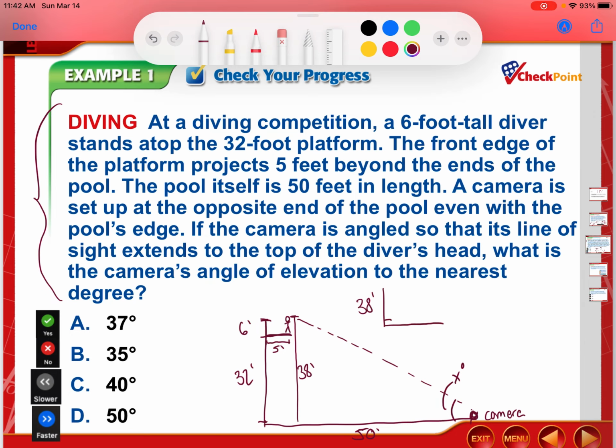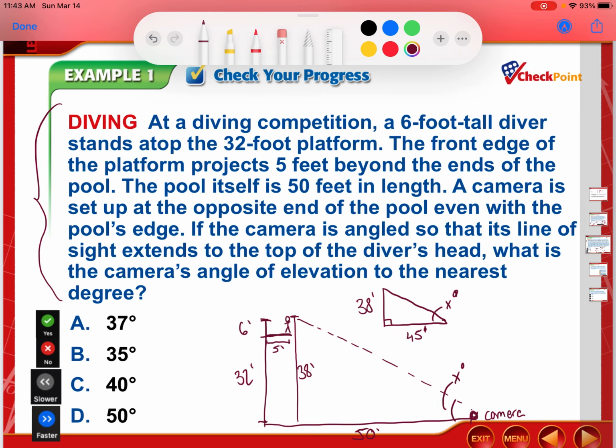So we have our triangle. Our height is 38 feet, 90 degrees. This is our unknown angle, X degrees. And now our bottom length, they said that the platform extends 5 feet over the pool, so our bottom length is actually going to be 45 feet. Don't know why I used a degree sign. We're just going to pretend that didn't happen. So we have our missing angle, and we have 2 side lengths.